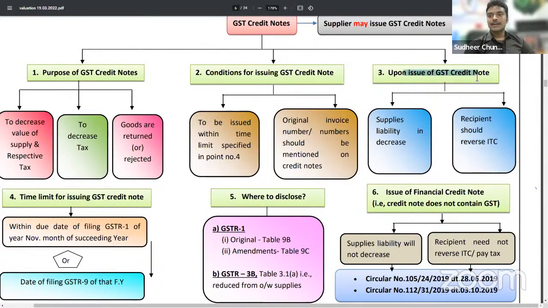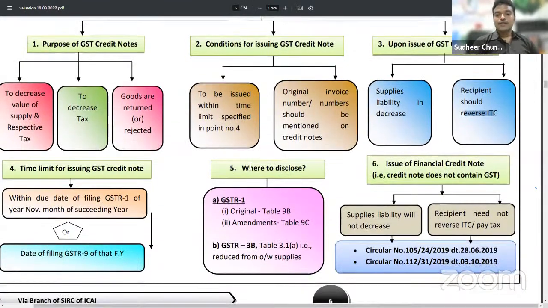So upon issue of a credit note, this is the supplier's duty: the supplier's liability will decrease. And the recipient's duty is to reverse the ITC when a GST credit note is issued. Where to disclose? In GSTR 1, table number 9B.